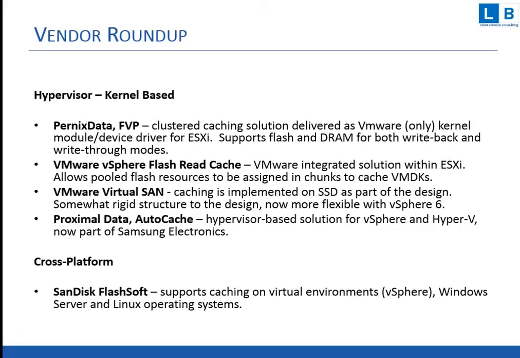VMware themselves invented something called Virtual SAN, which is a distributed storage layer, and that can do caching based on SSDs. And finally, there's a product called AutoCache from Proximal Data, which again is another hypervisor-based solution. One last mention there we should just give to SanDisk. They have a product called FlashSoft, and that fits both virtual environments and Windows and Linux operating systems. So as you can see, lots of products out there and lots of questions to ask those vendors.